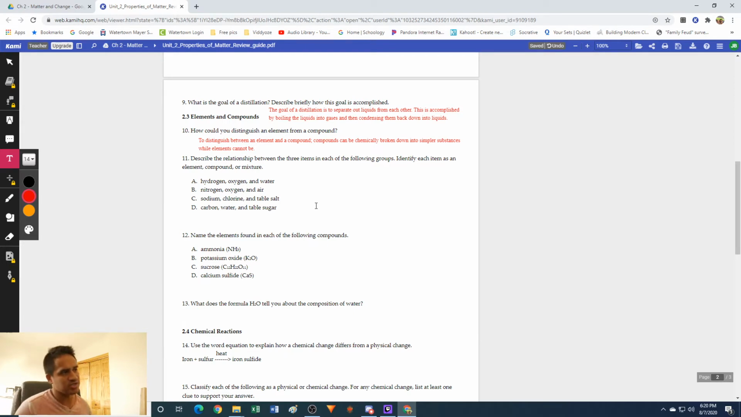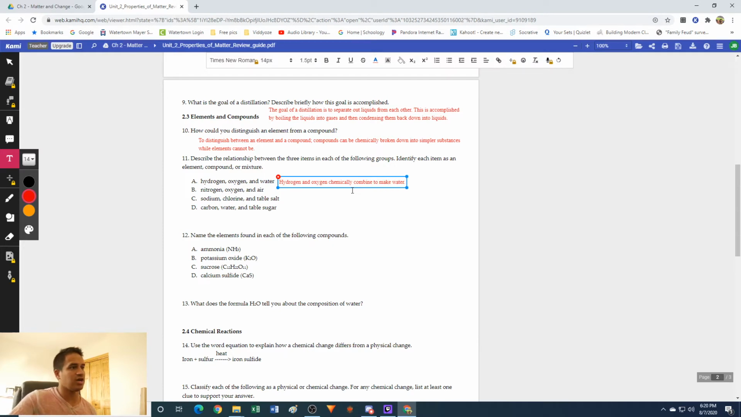Okay, so what we're going to do is just basically describe how these three things are related, and then, is each one an element, compound, or mixture. So hydrogen, oxygen, water. So the relationship for this is that hydrogen and oxygen chemically combine to make water. Okay, so we'll say that hydrogen and oxygen chemically combine to make water.